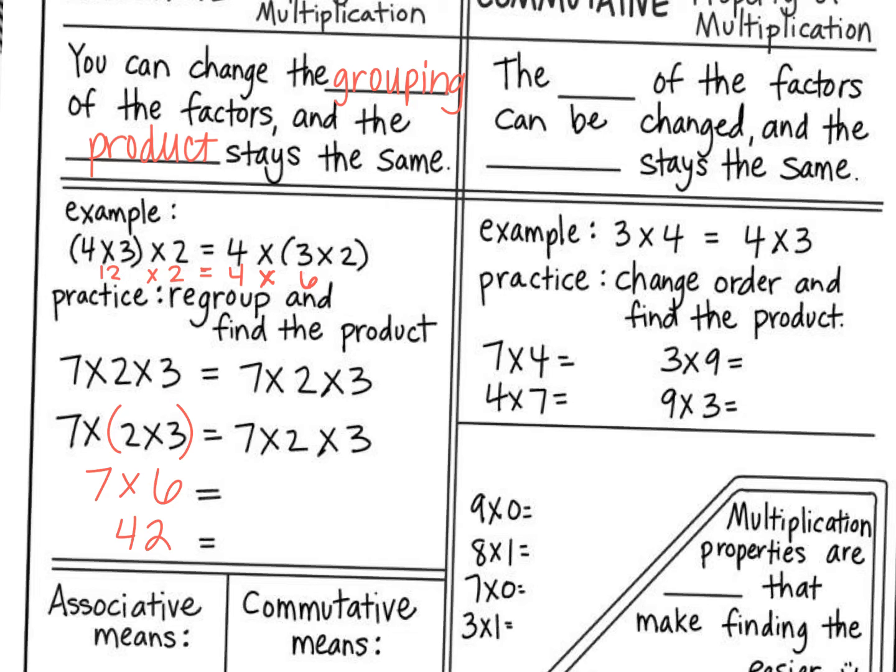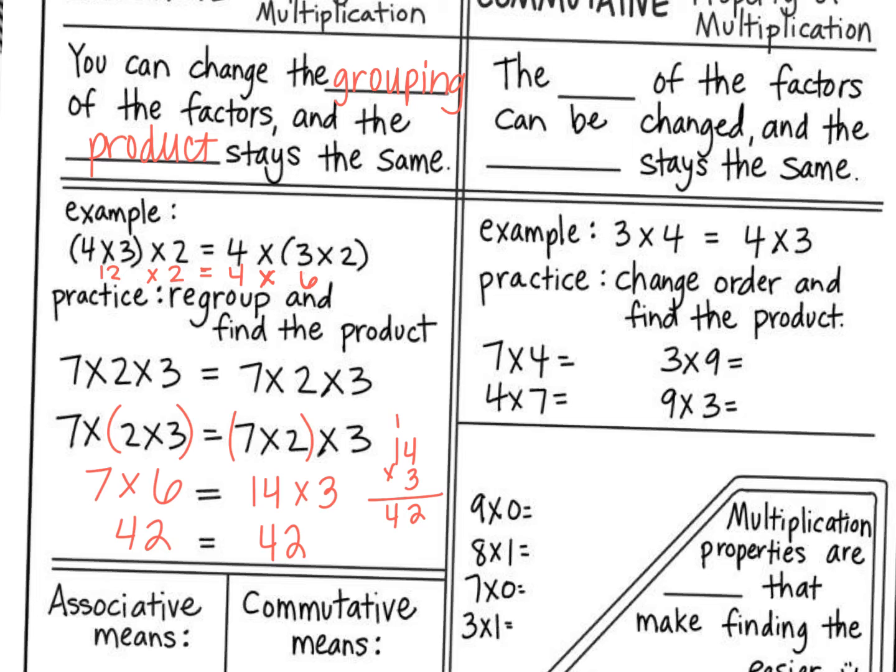Well, on the other side of the equal sign, I've already done 2 times 3 first, so this time I can do 7 times 2 first. What is 7 times 2? 14. And then I can do 14 times 3. Oof, 14 times 3. Doing that in my head? Not sure about that, but I could just jot it down right over here. Multiply it out real quick, and I can still see that 14 times 3 is also 42.